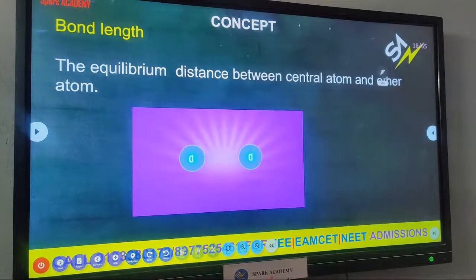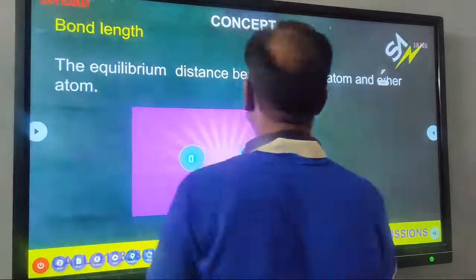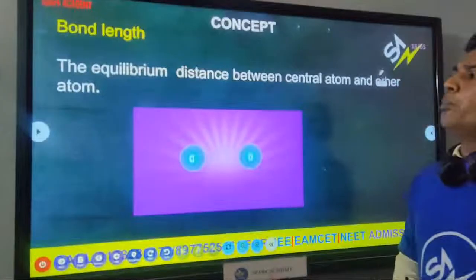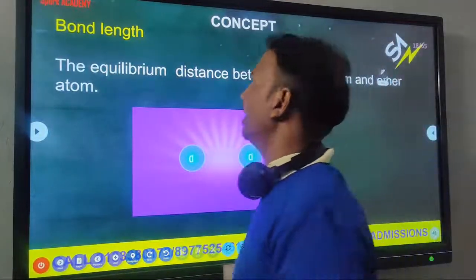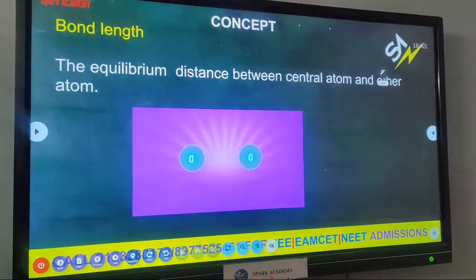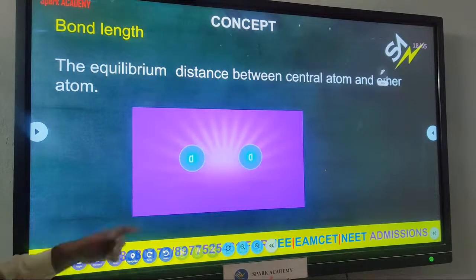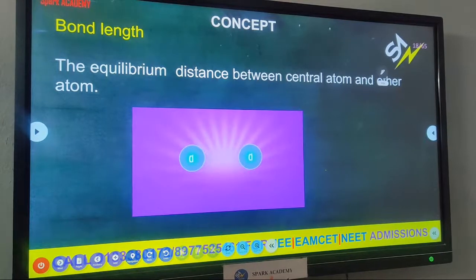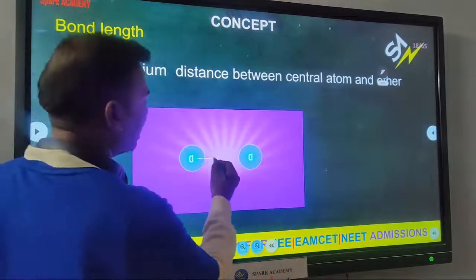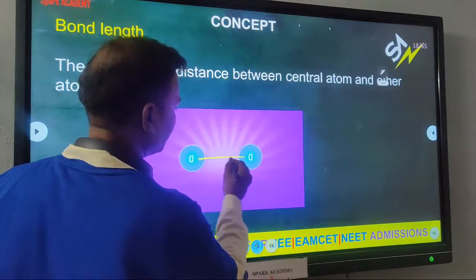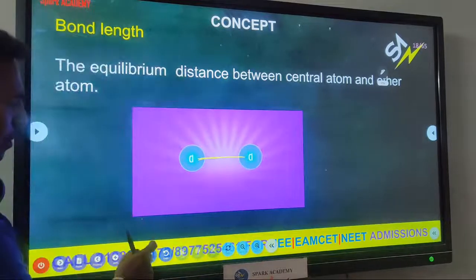In that, the first one is bond length. What is bond length? The equilibrium distance between the central atom and the other atom. See here, example, two atoms held together. So what is present between them? Between them, a bond is present.